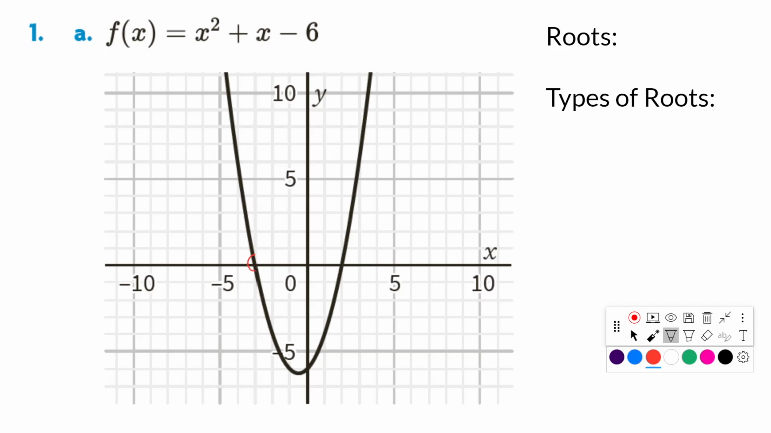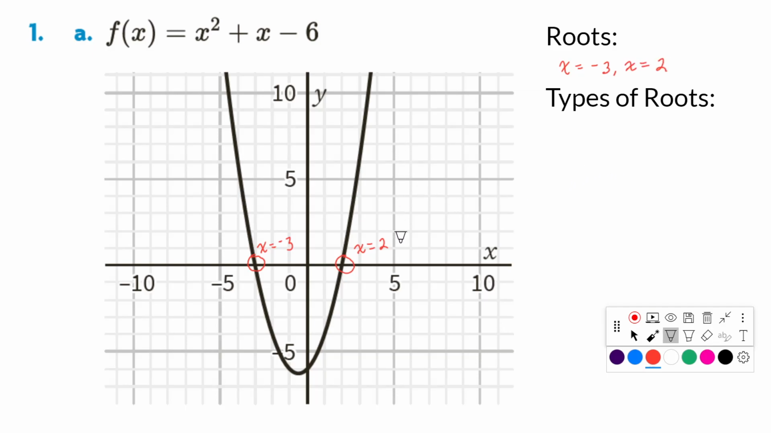The easiest way, when it works, is to look for x-intercepts. I look at this parabola and I see that I have intercepts at exactly -3 and at x equals 2. When we identify roots, we can identify them as x equals a value. They don't need to be written as ordered pairs. So x equals -3 and x equals 2 are our roots.